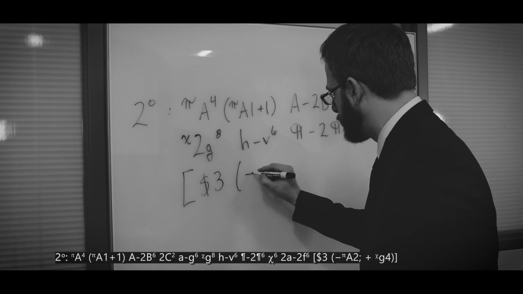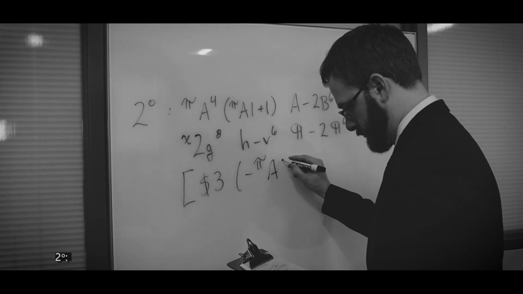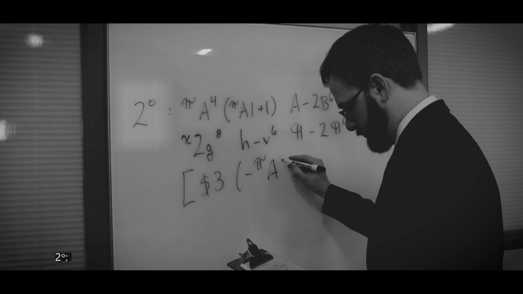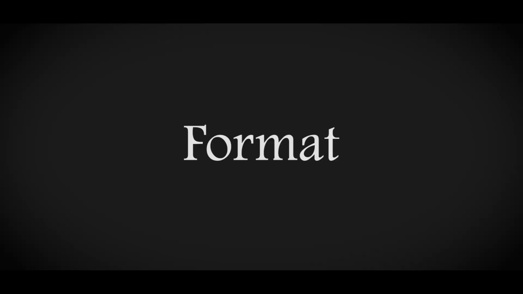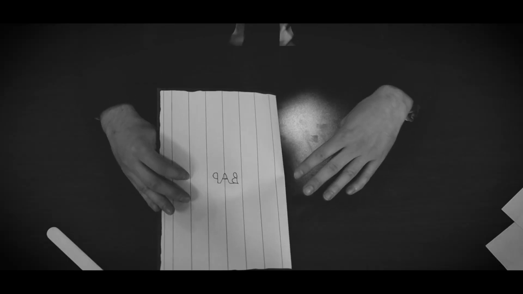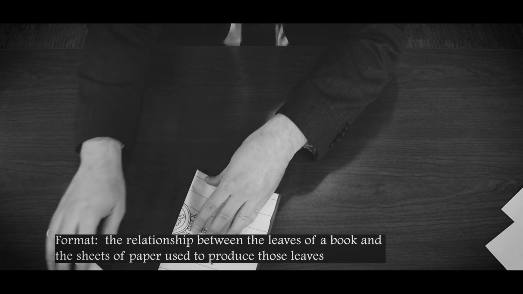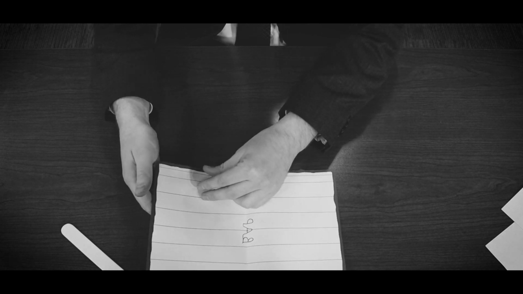Still, no matter how the formula is broken up, the first thing we see is usually a number with a superscript O or a degree symbol next to it. This indicates the format. Remember, format is the relationship between the leaves of a book and the sheets of paper used to produce those leaves.